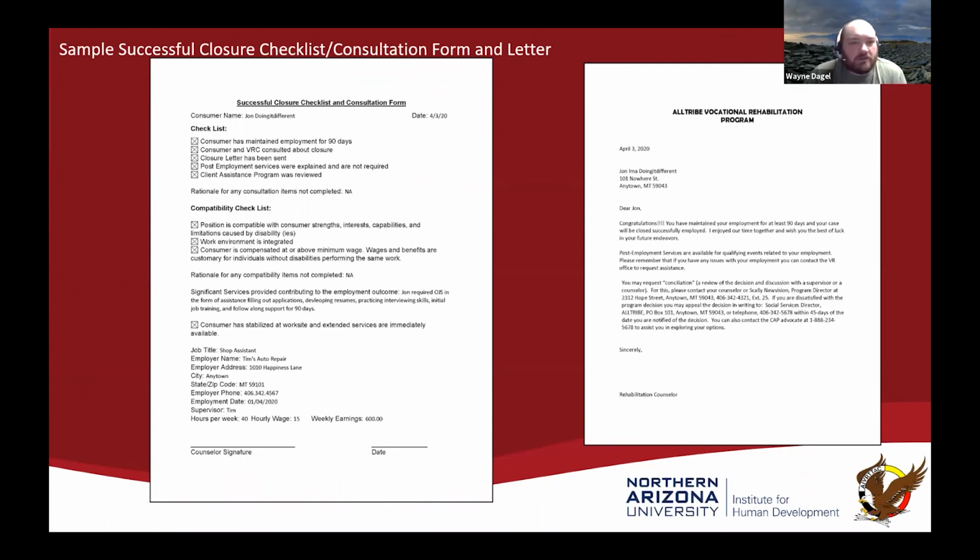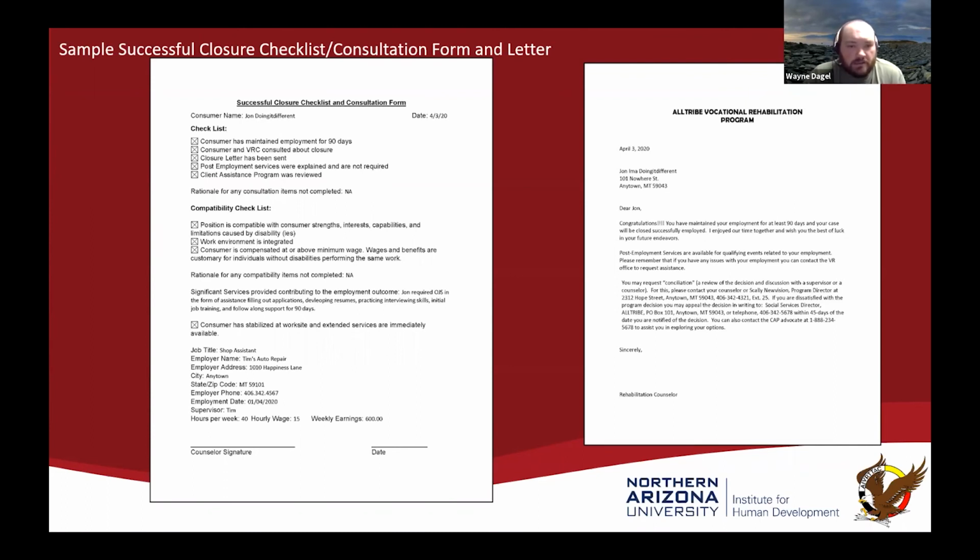You have to consult about the closure. The closure letter has been sent. Post-employment services were explained, or are not required. And you got client assistance program information reviewed again. The rationale just talks about: is the position compatible? Is the work environment integrated? Are they getting compensated at or above minimum wage? And then the rationale for significant services provided. We talk about what services are being provided to assist and remove those impediments and barriers.